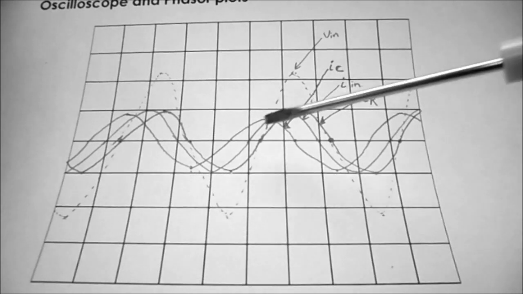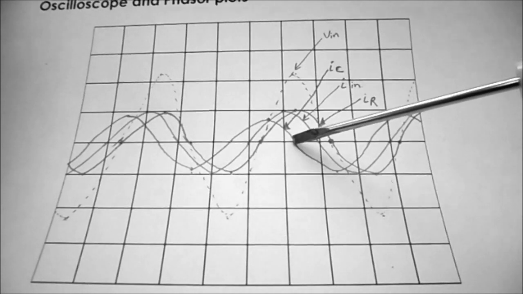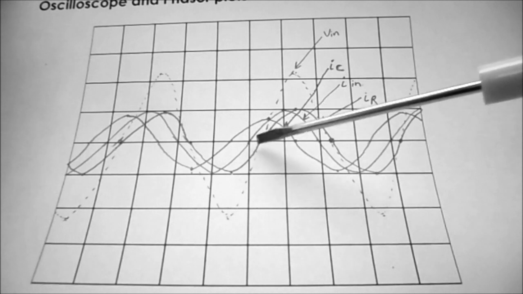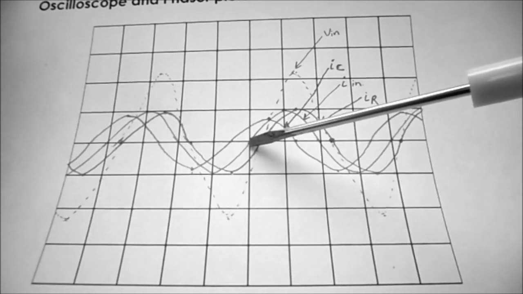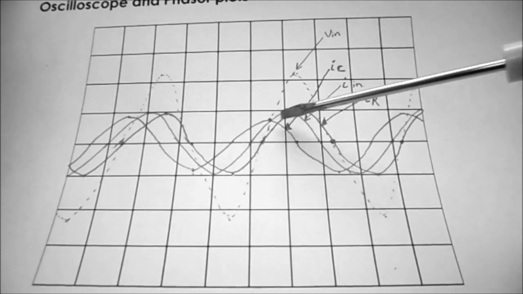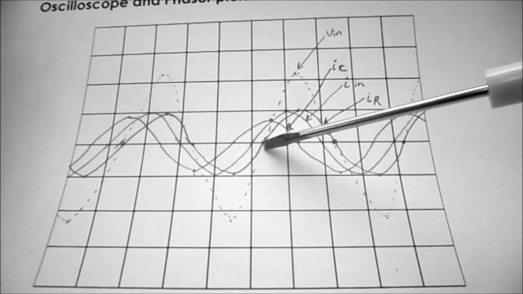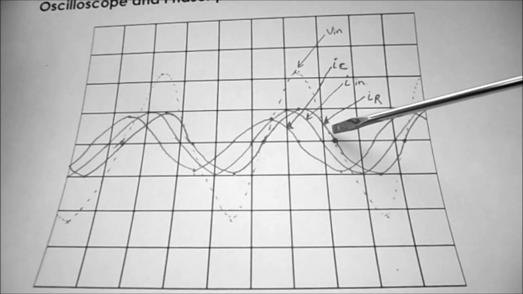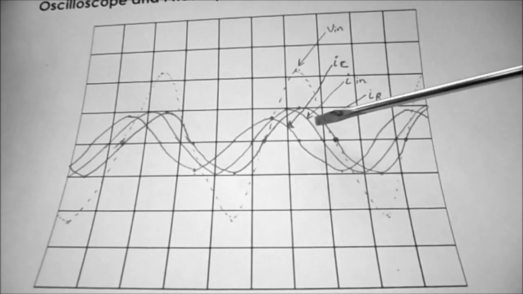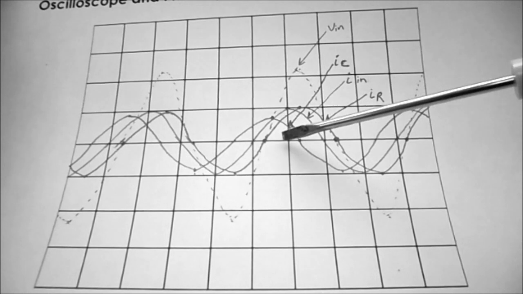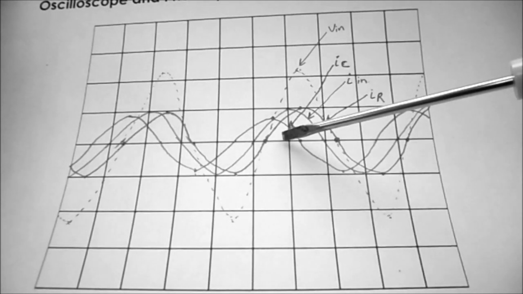So you can see here that my first waveform is IC, my second waveform that goes through the zero crossing is IN, and my last waveform that's lagging is IR. I just found it a little simpler to do it my way rather than try and sketch the whole thing at the end.